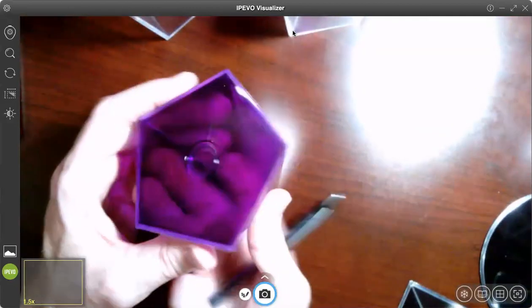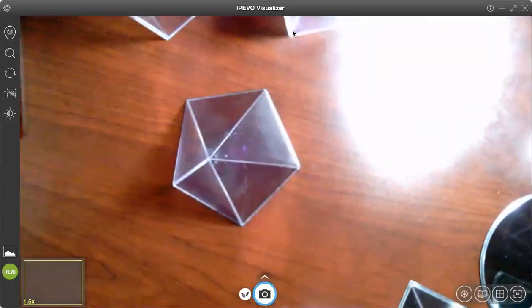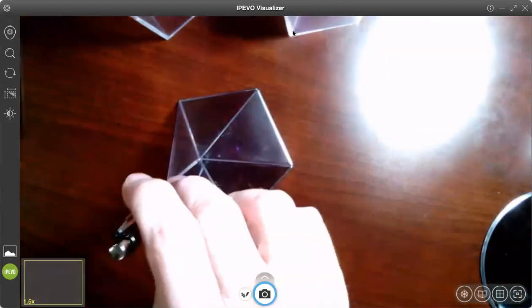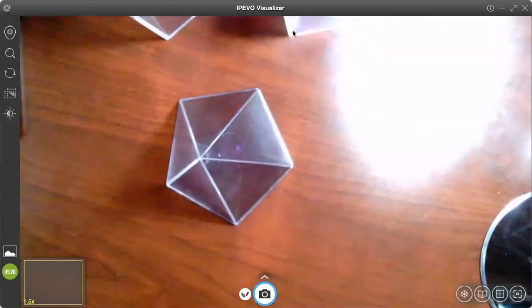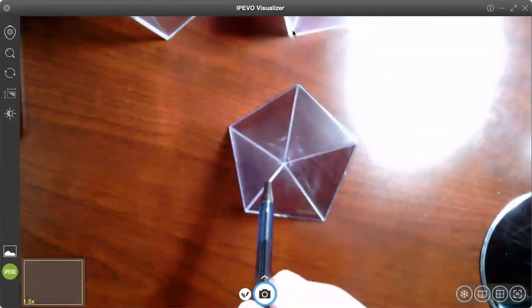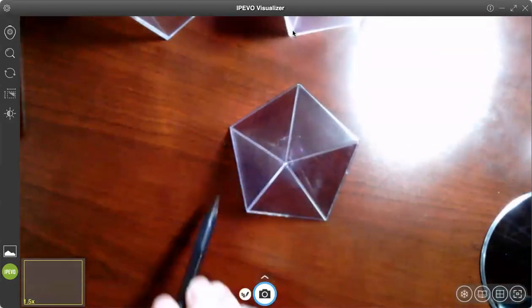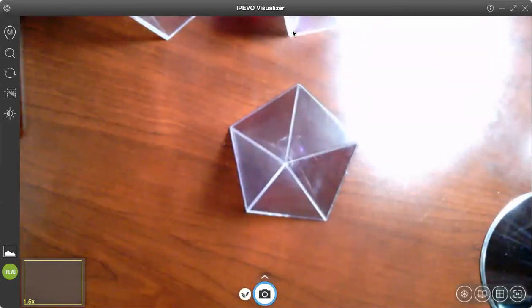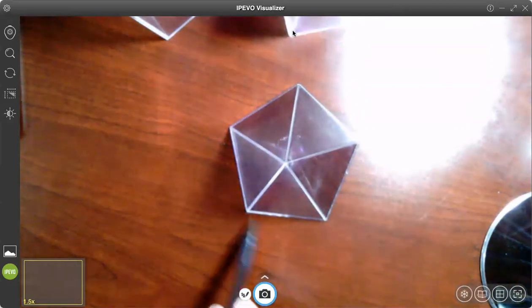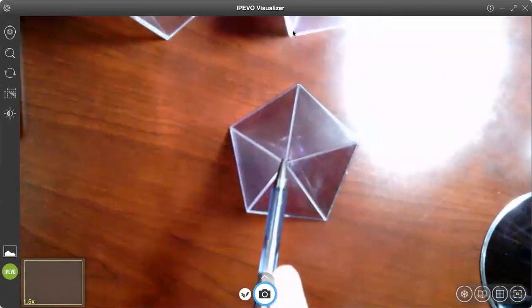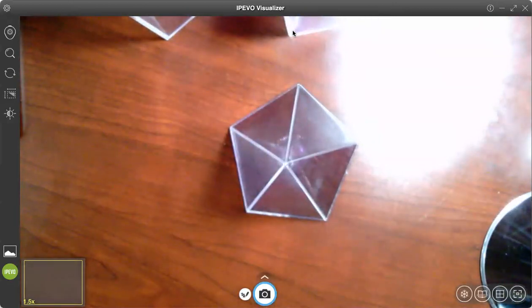This is a pentagonal pyramid. The pentagonal pyramid has 6 faces: 1, 2, 3, 4, 5 triangles and the pentagon base for a total of 6 faces. It has 1, 2, 3, 4, 5 plus 1, 2, 3, 4, 5, a total of 10 edges. 6 faces, 10 edges, and it has 6 vertices: 1, 2, 3, 4, 5 on the bottom, plus a 6th on the top, 6 vertices.